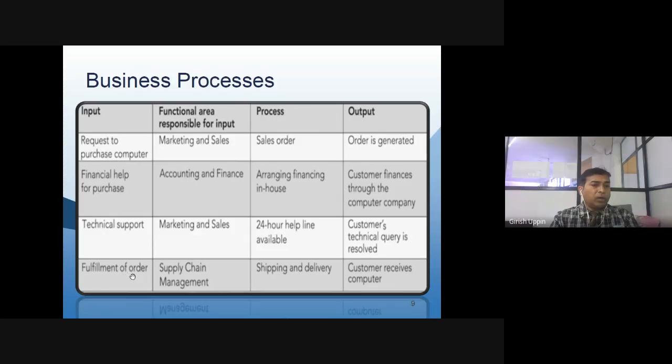Then fulfillment of the order. Once we get the order, who gets the order? Marketing and sales. Who has to fulfill that particular order? That is the responsibility of supply chain management. So they go through procuring raw material, producing that particular computer, shipping and delivery, that is the process they will follow, and the customer receives the computer. So these are some examples of business processes.